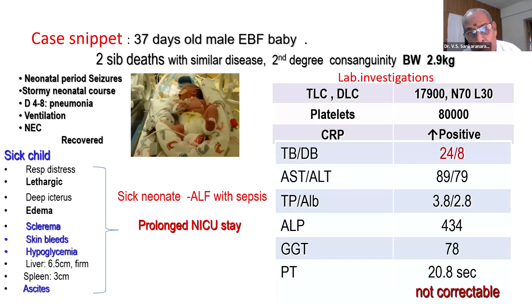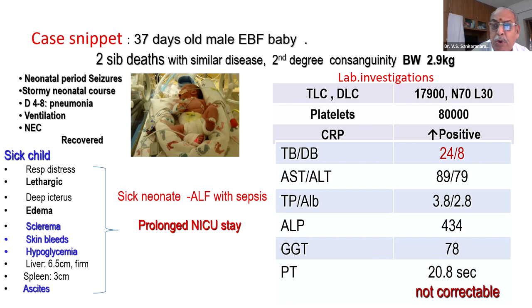A 37-day-old infant, breastfed, 2 sudden infant deaths in the family, consanguineous marriage of parents. The child spent a long time in the NICU with fulminant sepsis, very severe gram-negative septicemia, pneumonia, and mixed hyperbilirubinemia. The CRP was high. Platelets were very low. Total bilirubin, unconjugated relatively higher than conjugated, but mixed. SGPT and albumin were a little low. Alkaline phosphatase mildly high. GGTP is also slightly abnormal, otherwise normal.